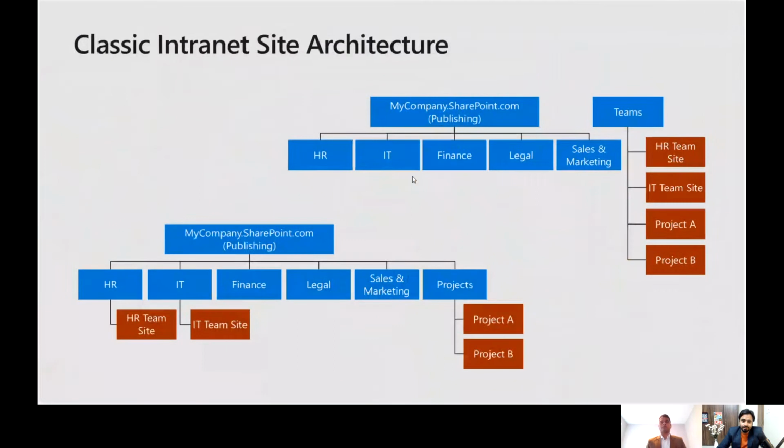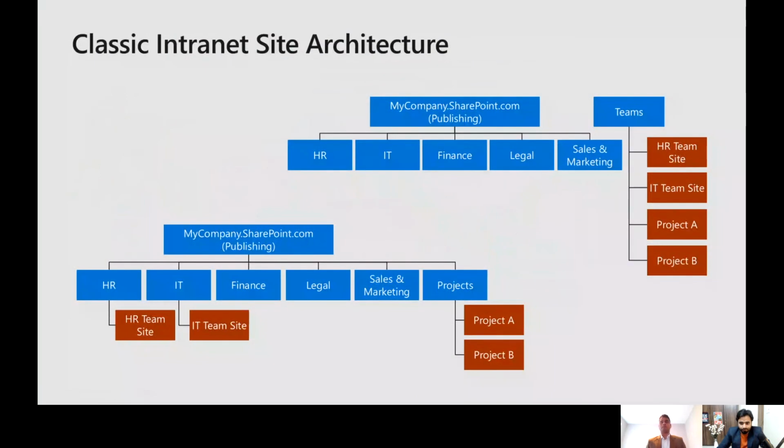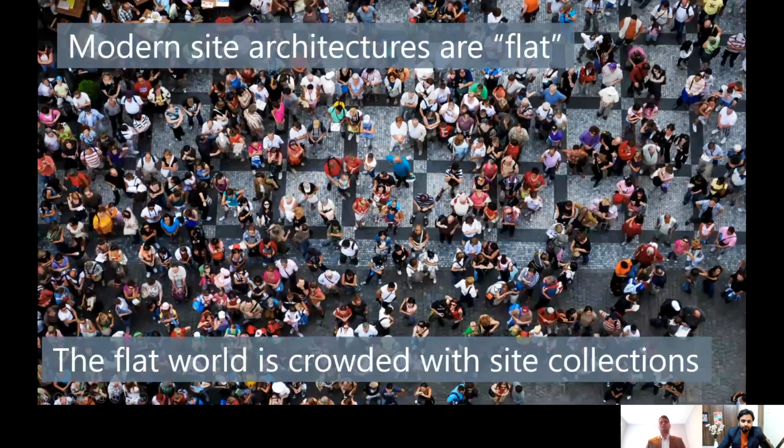Now, when it comes to the classic intranet or a website, these are the very used-to method. Like I go to teams, I see a list of teams. I go to projects, I see a list of projects, right? But people hate this today. Today's world is crowded, right? The modern site structures are flat.